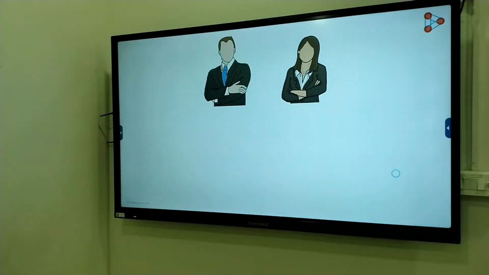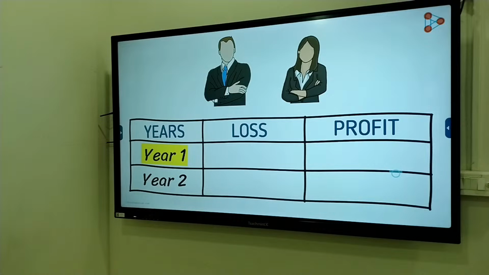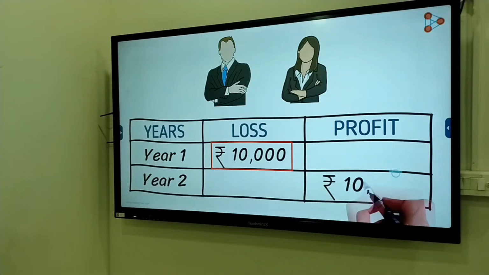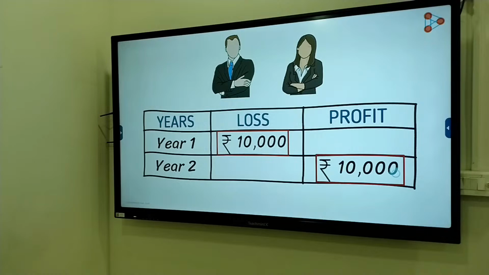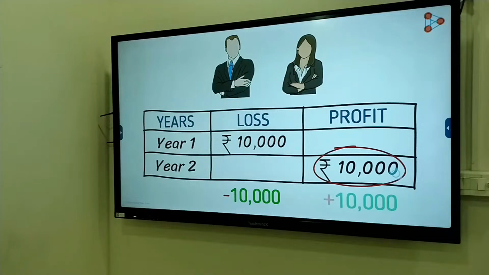Rahul and Bianca started a new business. In the first year, they incurred a loss of 10,000 rupees. What can be the opposite of this situation? You can say that they have incurred a profit of 10,000 rupees. That's correct. Let us write the above two opposite situations with the help of these signs. Loss of 10,000 rupees can be shown like this. And obviously, a profit of 10,000 rupees can be written like this.